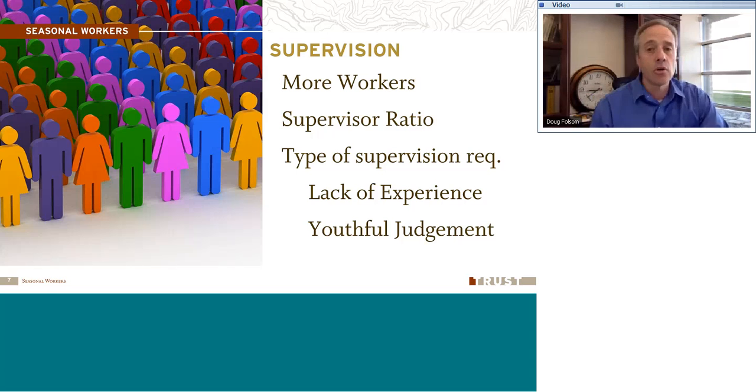And then also, talking to our supervisors that are going to be working with these seasonal employees, to be aware of some of the differences that they may have in dealing with young people, for example. You're probably going to supervise a 16-year-old different than you'd supervise a 45-year-old. And so that's something that also would need to be addressed, is the style of supervision when dealing with especially young employees.